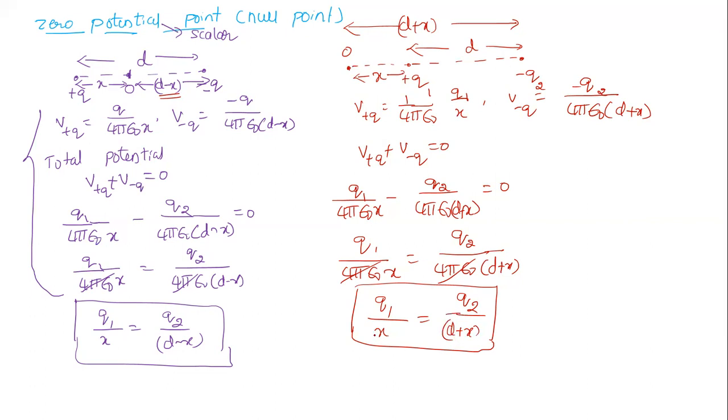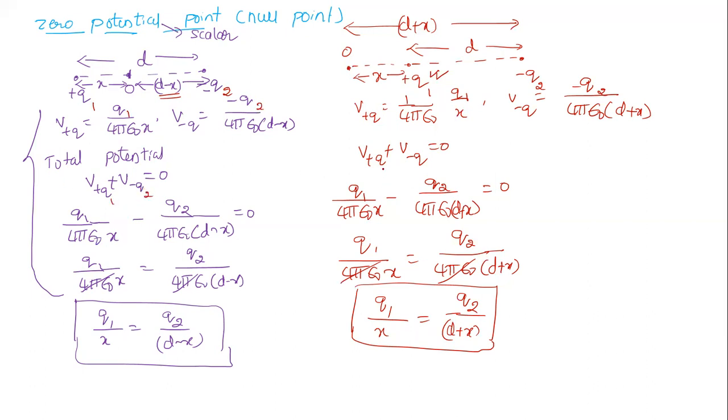Okay, so one is d, here we get d minus x, here we get d plus x. So this x is from where? Sometimes you will get a confusion. x is taken from the q1 charge. From the q1 charge, here it is q1, this is q2. It is q1, this is also q2.